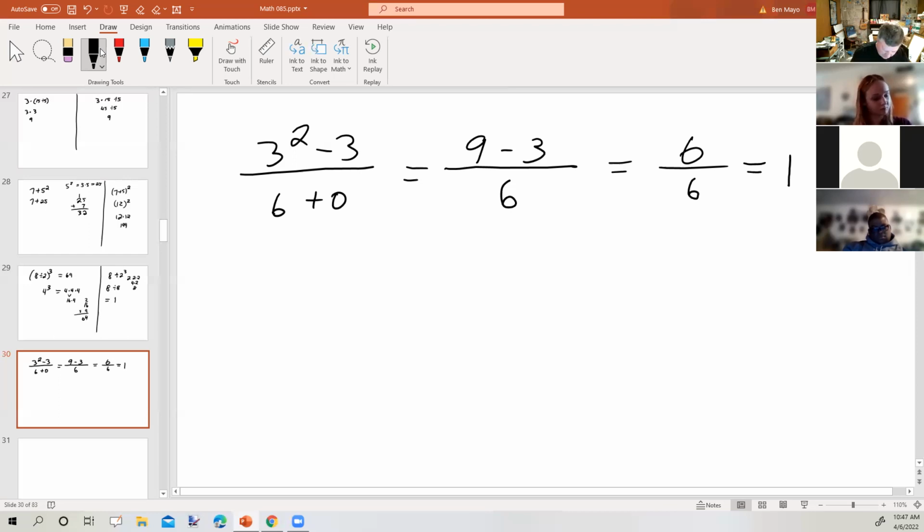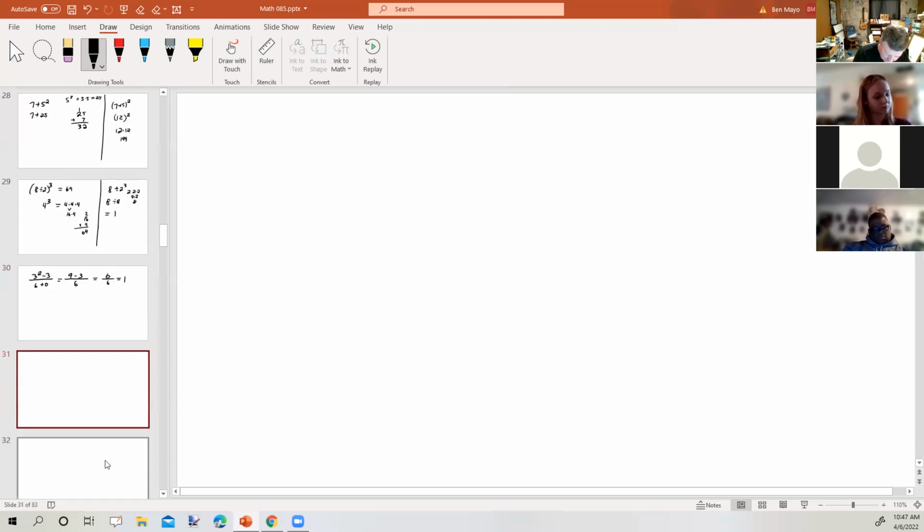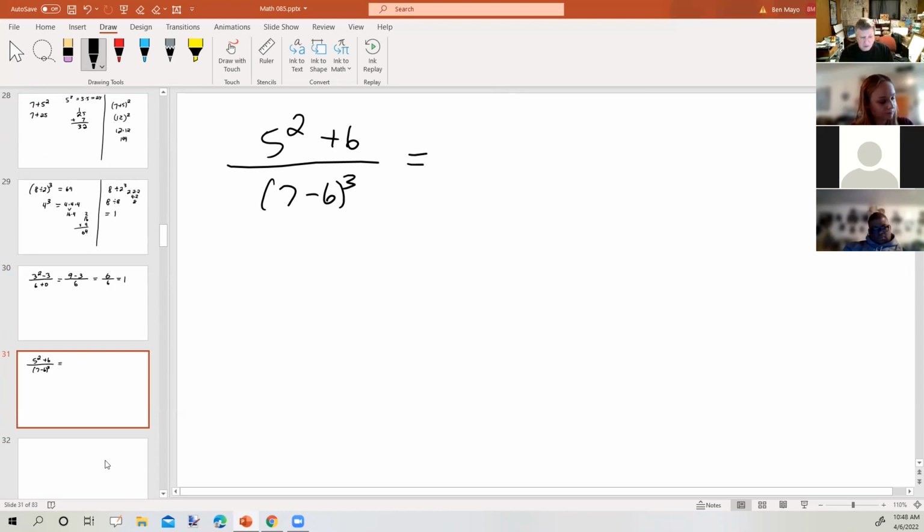All right, let's take a look at this one. 5 squared plus 6 divided by the quantity 7 minus 6 cubed. So again, the fraction bar is a grouping symbol. Going above, we would do the exponent before addition. 5 squared, 5 times 5 is 25. Then we would do the addition. 25 plus 6 is 31.